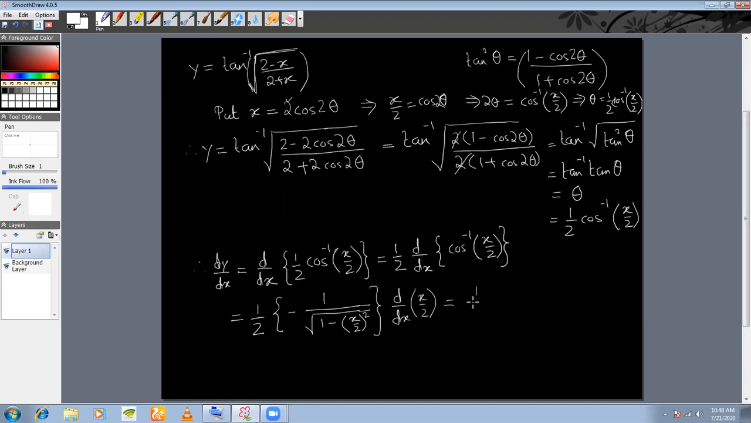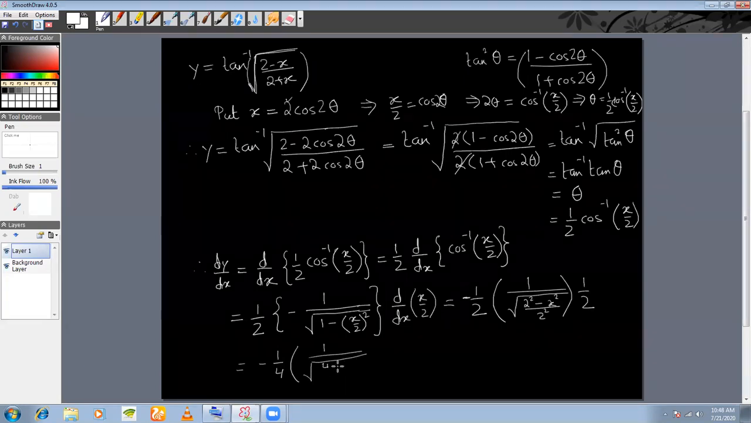So which is half. Take the LCM. You can take the minus outside here. If you take the LCM, you will get 1 by root over of 2 square minus x square by 2 square, and d/dx of x by 2 is half. So this is minus 1 fourth into 1 by square root 4 minus x square divided by 4.